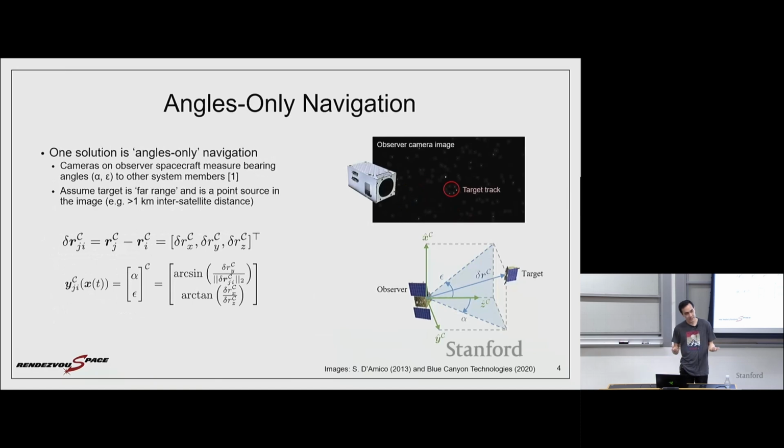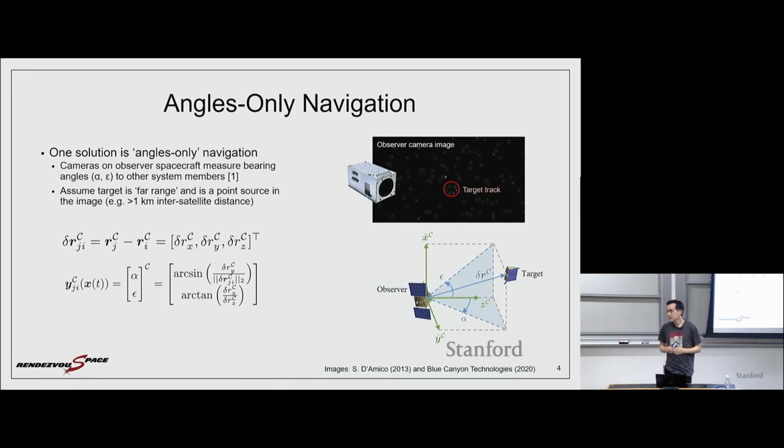Now, in this kind of context, one solution is angles-only navigation, which is pictured on the right here, where you essentially have cameras on observer spacecraft in the system, and they measure the bearing angles, azimuth and elevation, or alpha and epsilon on this slide, to other members of the space system. You can see an example of the images we might get from the camera in the top right, where there's a target track of point sources in the center of the image. Mathematically, we can represent this as the unit vector from the observer spacecraft to the target spacecraft, or equivalently as a pair of bearing angles.